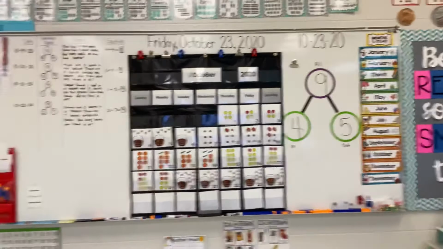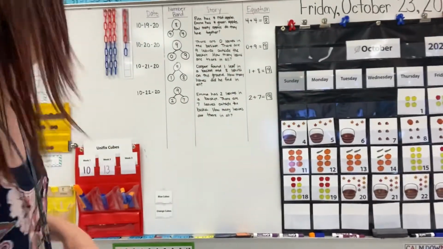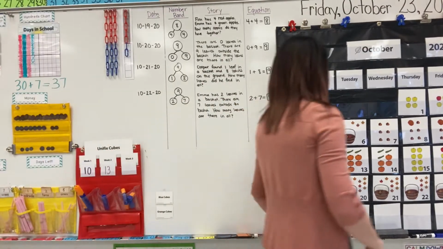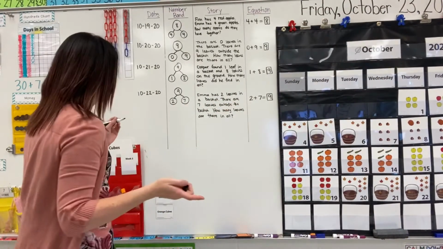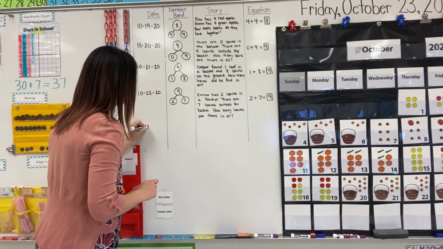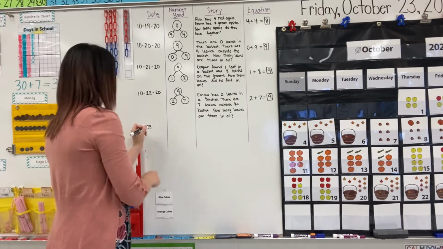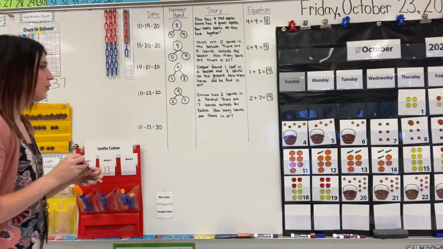So I'm going to bring you over here with me. Whee! You like going for a ride? Okay. We're going to write today's date. I'm going to write a 10 for October. And why do I write 10 for October? That's right. October is the 10th month of the year. I'm writing a 23 for the day because we're in the 23rd day of October. And then 20 for the year.